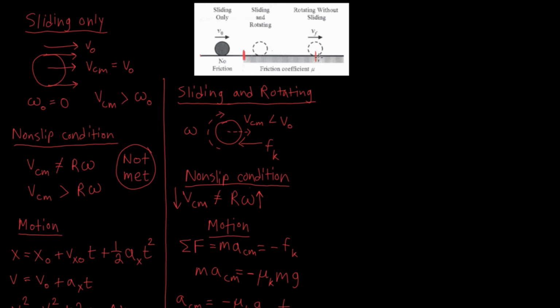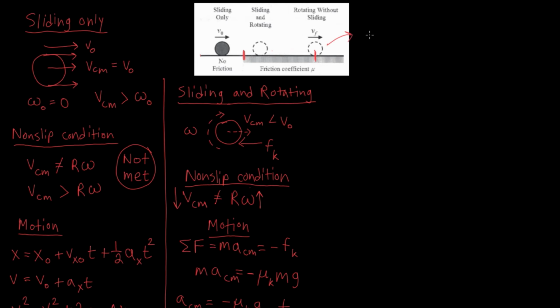And so this difference of time is due to the force of kinetic friction trying to decrease the speed of the center of mass, and in return it's going to increase the angular velocity. That's what causes this difference of time. The force of kinetic friction is causing this difference in time.